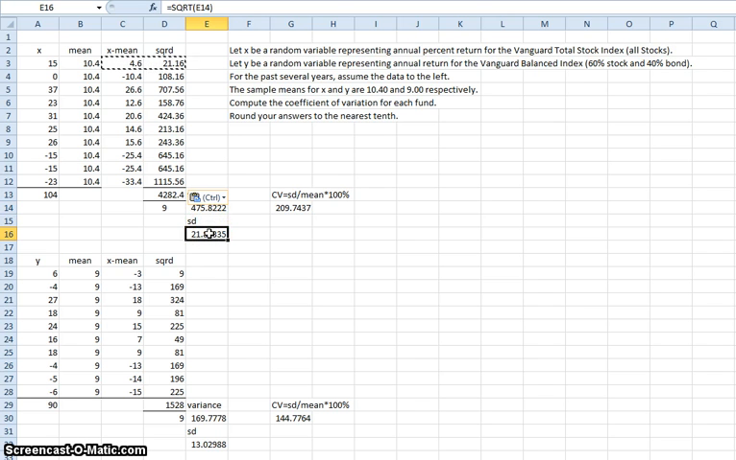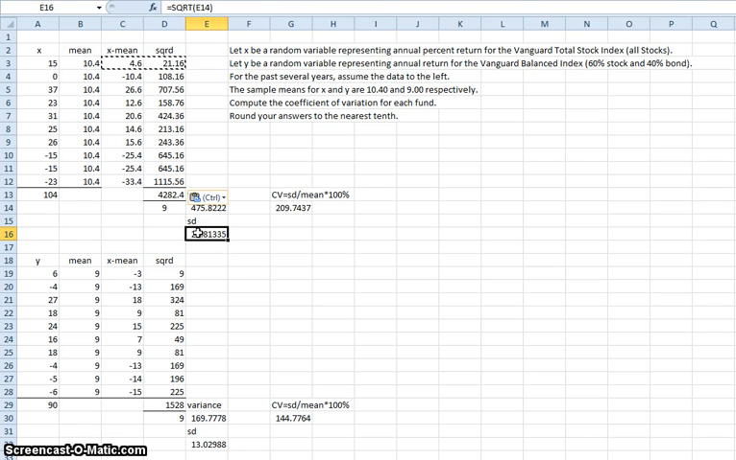The formula I have in this box is equal square root of E14. It's up here, and that's what I typed in there. I didn't type that number in there. I typed in =SQRT in capital letters, and then in parentheses, the cell that I'm taking the square root of. And that was this cell here, E14. And then it takes the square root of that, and that becomes your standard deviation.